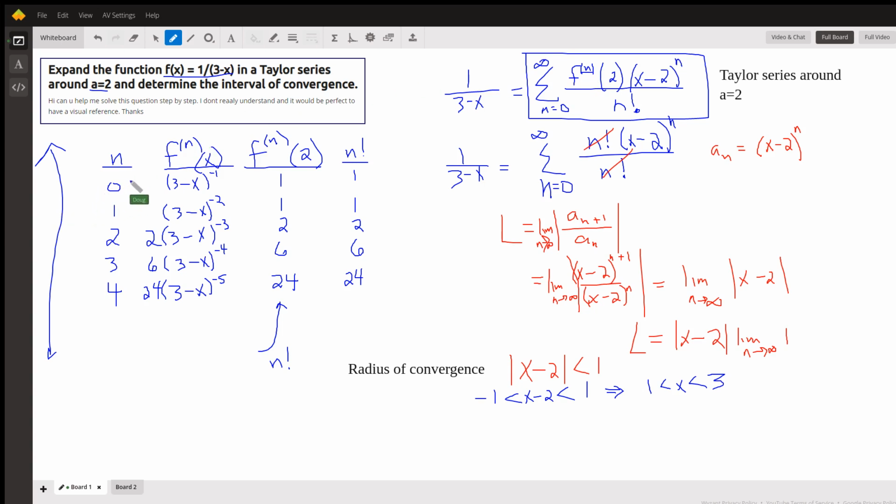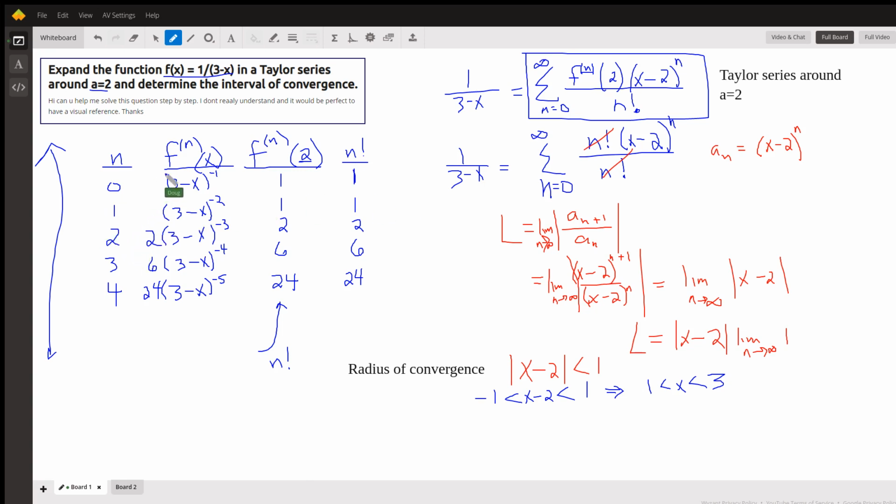So when n is 0, the original function is 3 minus x to the minus 1. And the value of this expression at a equals 2, put 2 in for x, 3 minus 2 is 1. 1 to the minus 1 is just 1. And n factorial, 0 factorial, is also 1. We just define 0 factorial that way.